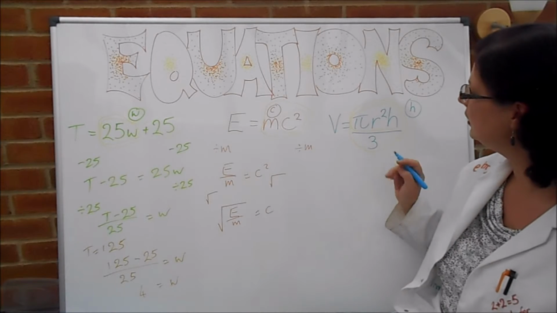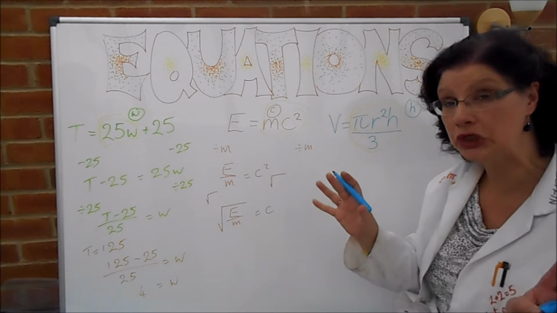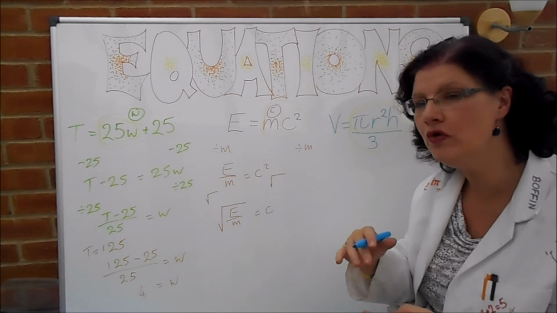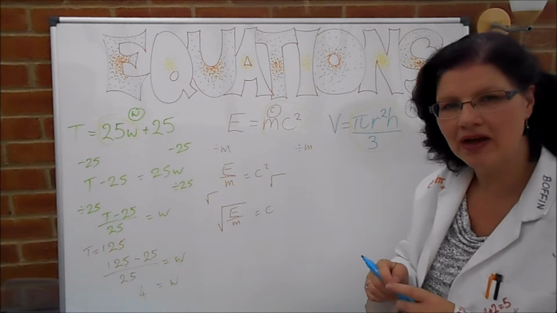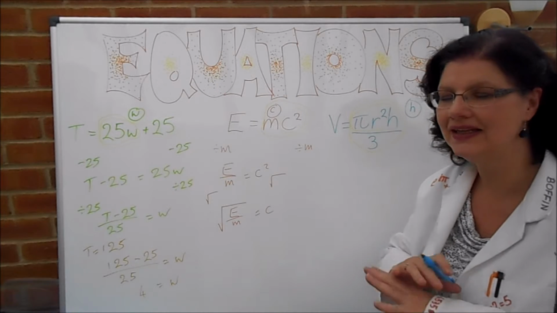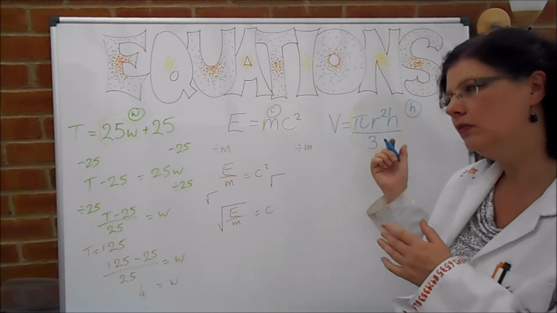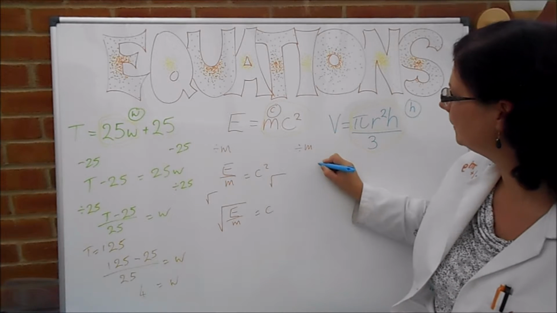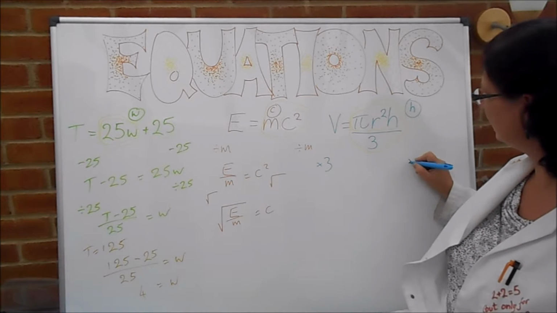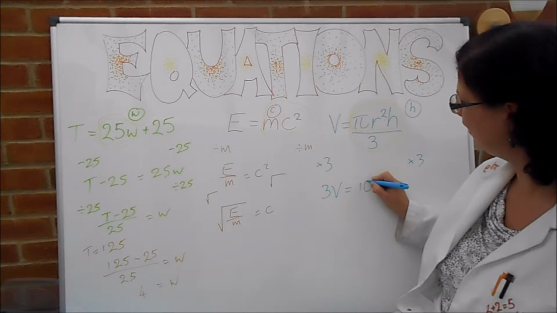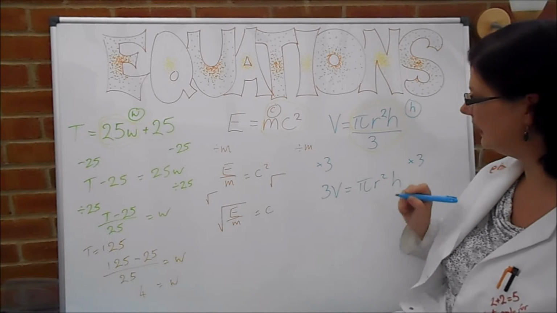Okay, so first thing I'm going to do is get rid of that 3, and this is a good technique for anything you're doing: if you've got something over something, multiply by whatever's on the bottom of the fraction. It generally simplifies pretty much anything, so if in doubt, multiply by whatever's on the bottom of the fraction. So I'm going to do a quick multiply by 3 there, which gives me 3v equals pi r squared h.